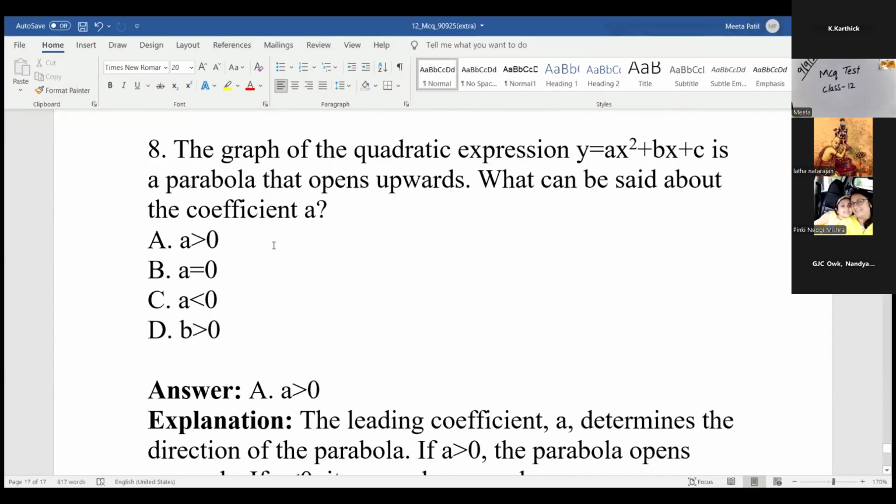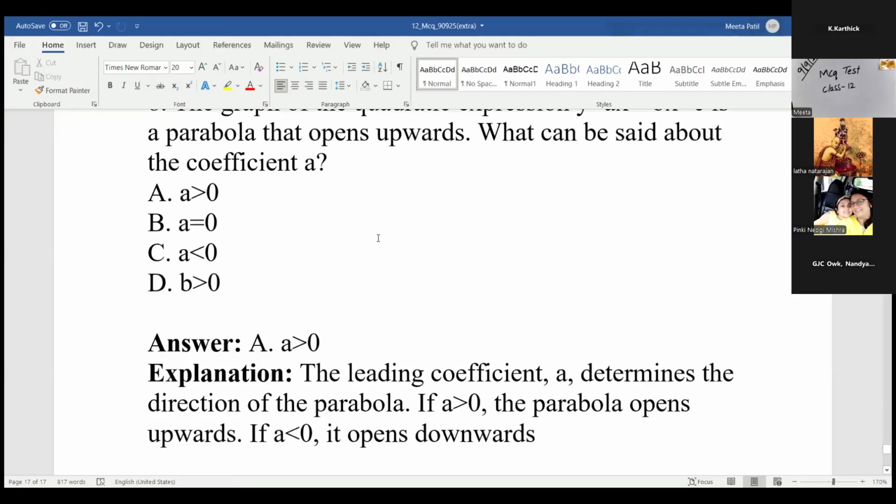Here you have the last question. The graph of the quadratic expression y is equal to ax square plus bx plus c is a parabola that opens upwards. What can be said about the coefficient a? The leading coefficient a determines the direction of the parabola. If a is greater than 0, the parabola opens in the upward direction. If a is less than 0, it opens downwards. So option A, a greater than 0, is the correct answer.